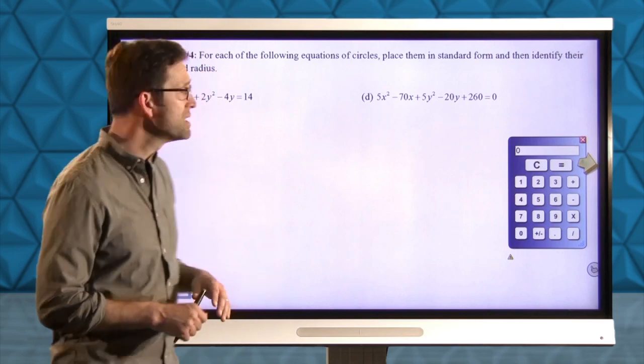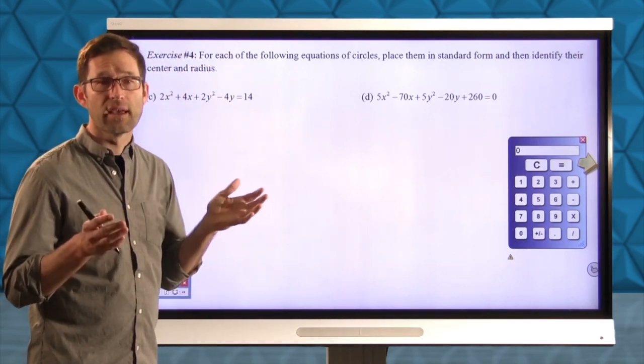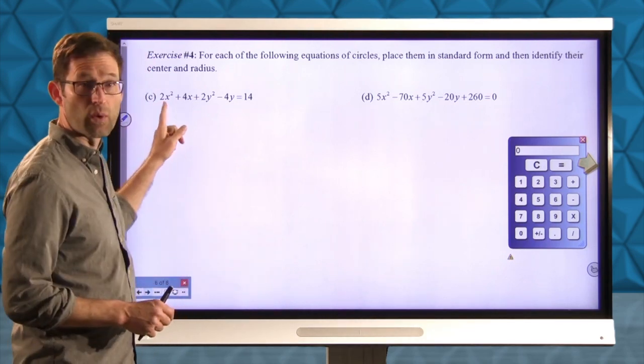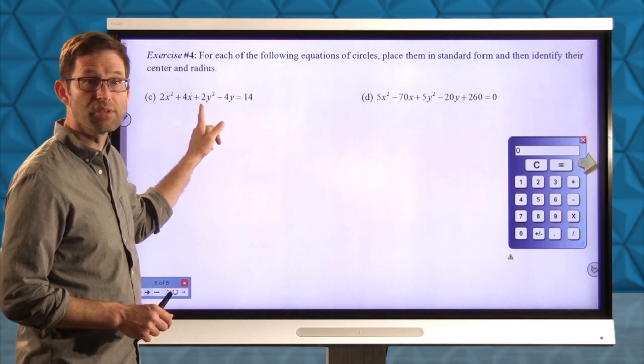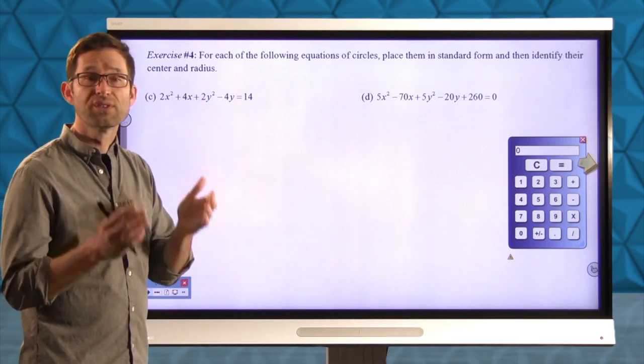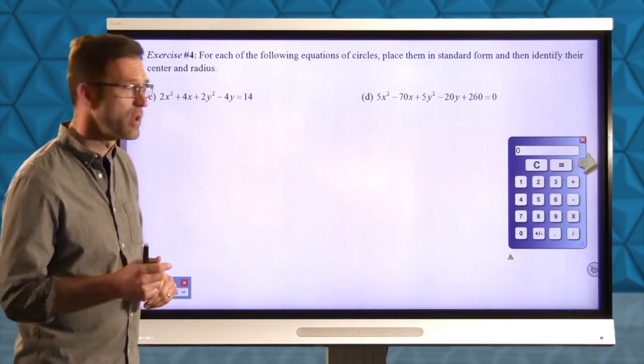So when you see a coefficient on x squared or y squared that isn't 1, you've got to get rid of it. But the good news is, if there is a coefficient on x squared, like 2, it'll be the same as the coefficient on the y squared, also 2. And to get rid of it, you'll simply divide both sides of the equation by whatever that coefficient is to get rid of it.